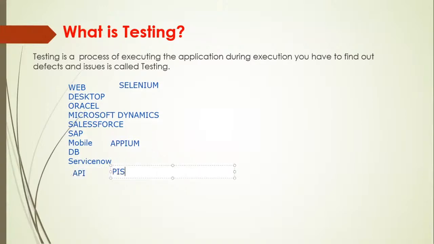So mostly you will go with Postman, or Swagger, or UFT also. Using UFT, we can do API testing. What about desktop applications, team? For desktop applications, we'll use one of the automation tools.